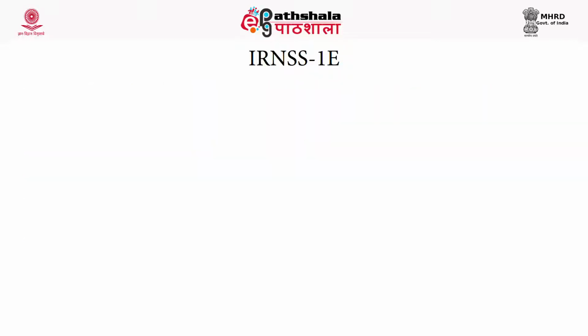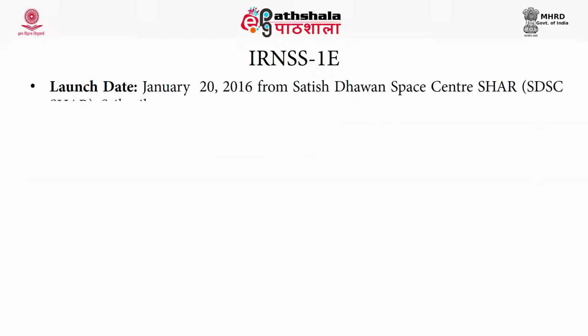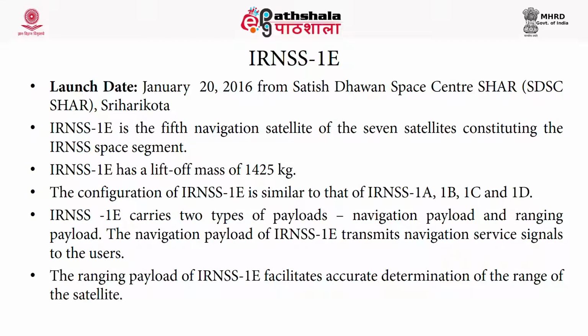The fifth one is IRNSS-1E that was launched on January 20, 2016 from the same Satish Dhawan Space Center. It also has similar configuration and lift-off mass like its predecessors and carries two types of payloads: the navigation payload, which transmits the navigation service signals to the users, and the ranging payload, which facilitates accurate determination of the range of satellites.